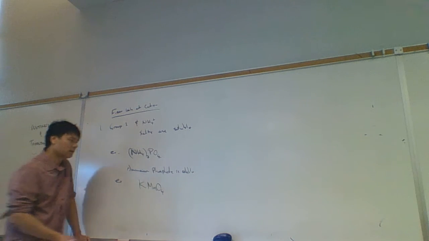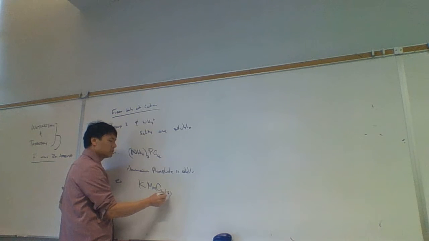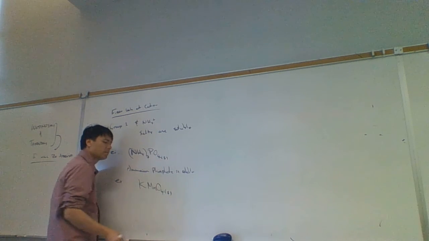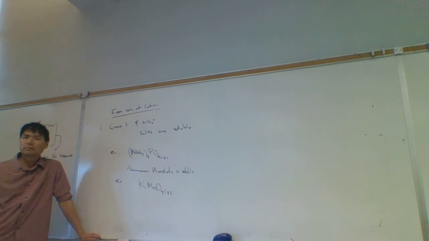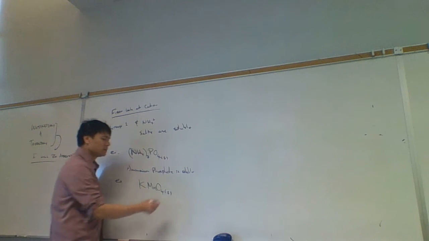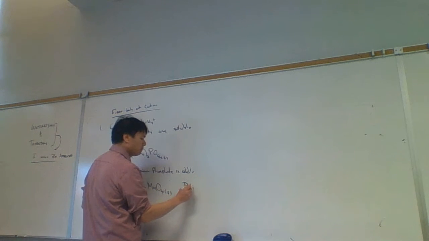Potassium permanganate in pure form is a purple solid. This is a white solid. Is this purple solid soluble in water or not soluble? It's the potassium cation with the anion. What's the anion name? Permanganate. It's the potassium cation with the permanganate anion. So potassium permanganate is soluble.